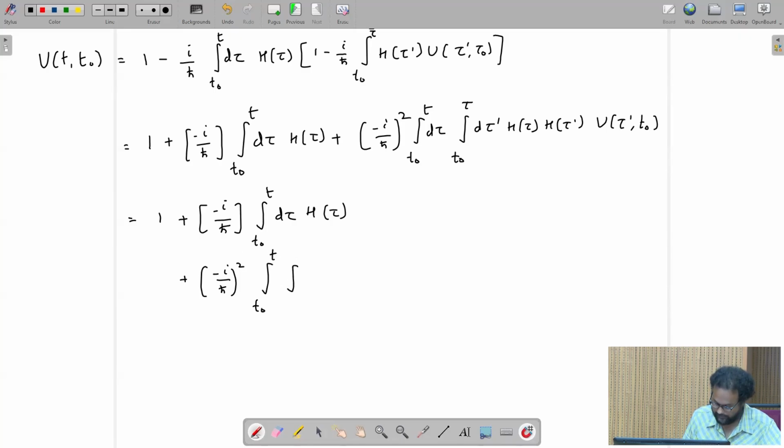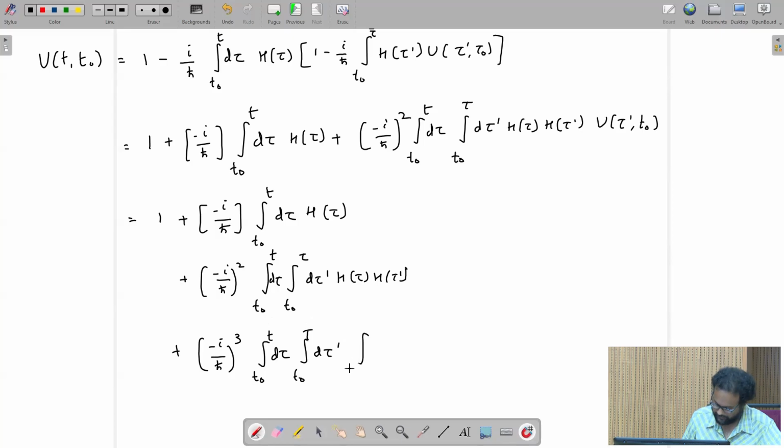T, tau, tau naught, tau prime, tau prime, cube, t, tau, t naught, tau prime, integral t naught prime t tau prime tau, prime, prime u.